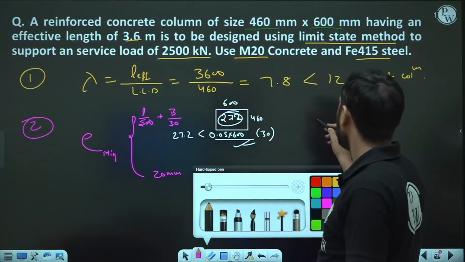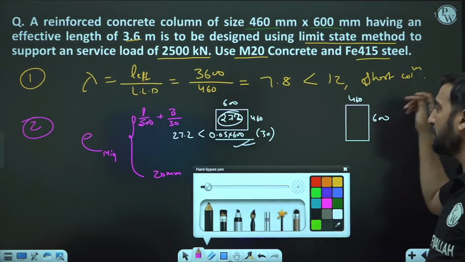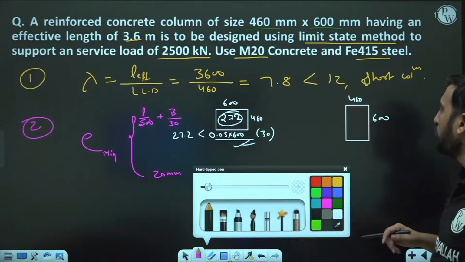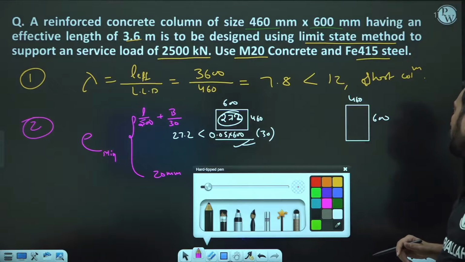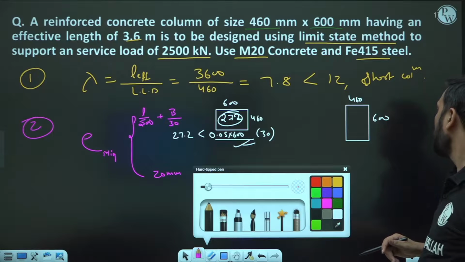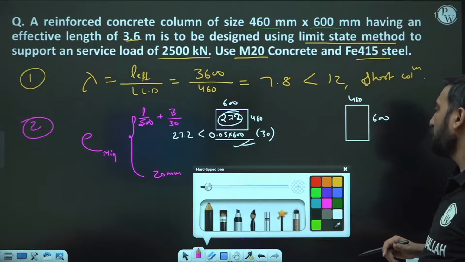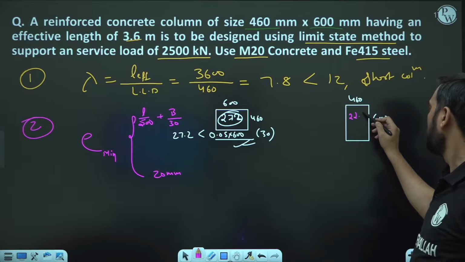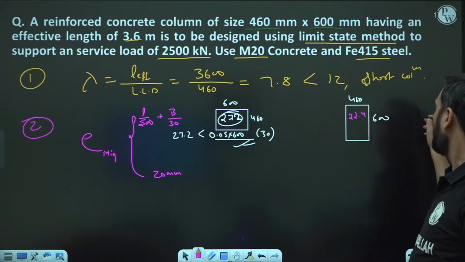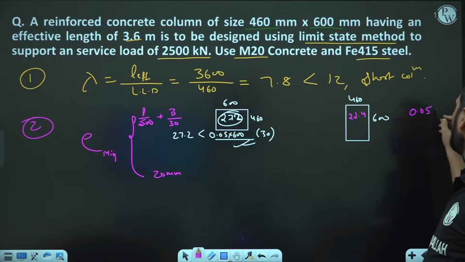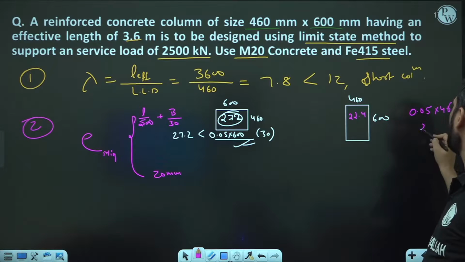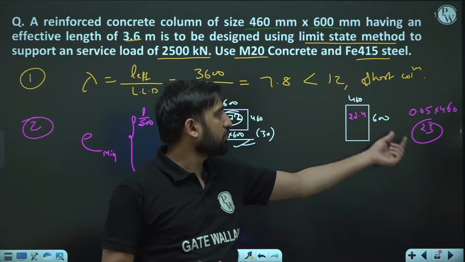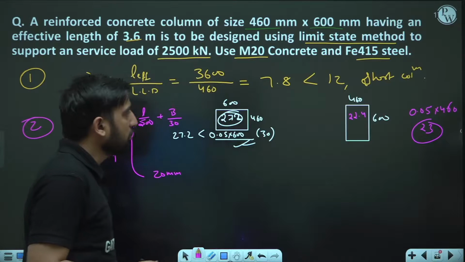Similarly here, what is L by 500 plus B by 30? So it is 7.2 plus B by 30, 460 by 30, which is 15.3, so 22 point something is coming. Let's suppose 23. What about 0.05 of B? It is 460, so it is coming out to be 23. So here also it is just safe. The calculated eccentricity is 22 point something and it is less than 23, so it is also just safe.